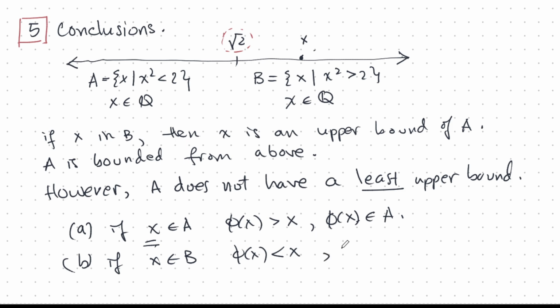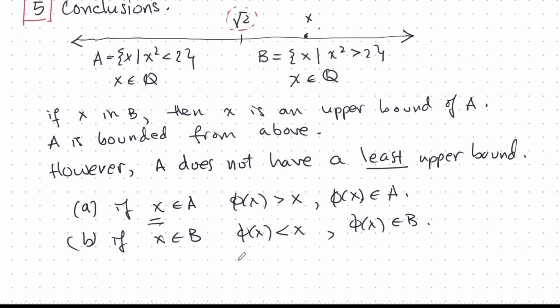And it's in B also. Phi of x is in B. And so there's no way that the least upper bound of A can be in set B, because I can always find an upper bound that's smaller than x just by applying phi. So you see how useful phi is here. Phi helps us defeat the possibilities that there is a least upper bound. And now C, square root 2: well, that's not in Q, so it can't be square root 2 either.